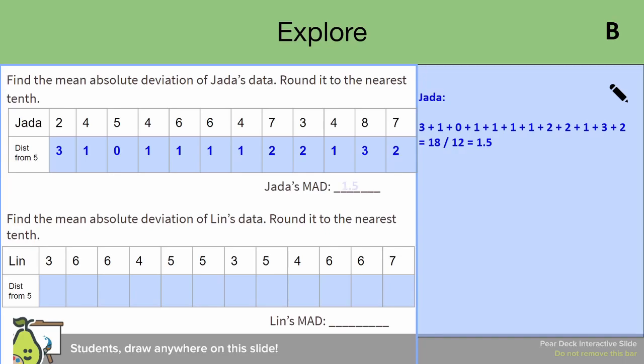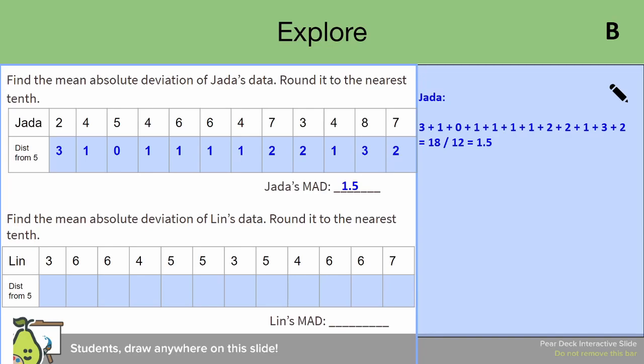So this means that Jada's mean absolute deviation is 1.5. Not bad. Okay, let's talk about the next person. Let's talk about Lynn's data. Since you know how to find the distance from 5 from all of your values in the table, what I want you to do is to please pause this video and take the time to fill in the table yourself. Then we will look at your data and compare them.